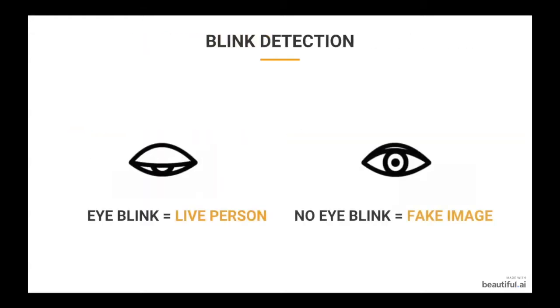So basically, blink detection. One of the simplest concepts to differentiate between a spoof and a live person is that a real person will blink, right? It's as simple as that. If we see an eye blink, we classify it as a live person, and if we don't see an eye blink, we know that it's a spoof or a fake image. So we take that concept and apply it in practice.